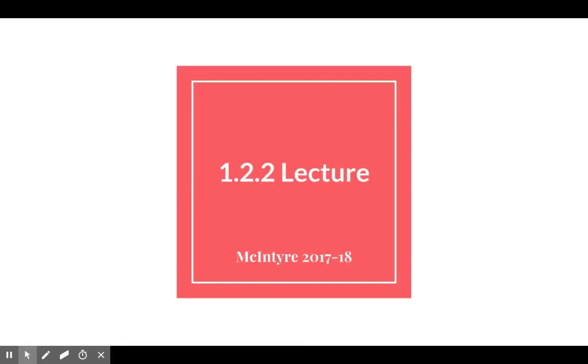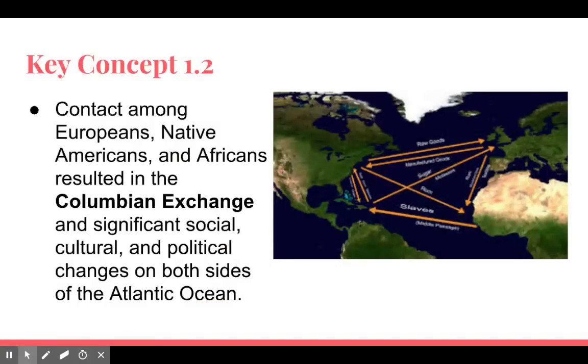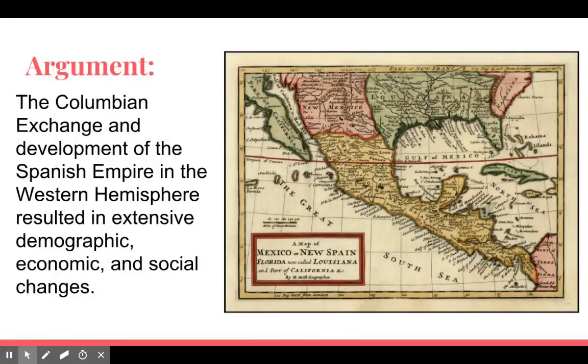So today we're going to talk about how the New World changed because of the Columbian Exchange. Our key concept is the same as last time: contact among Europeans, Native Americans, and Africans resulted in the Columbian Exchange, and there were significant social, cultural, and political changes on both sides of the Atlantic. However, we're going to focus on the Columbian Exchange and the development of the Spanish Empire in present-day Mexico, New Mexico, and California, and how that changed the Western Hemisphere demographically, economically, and socially.